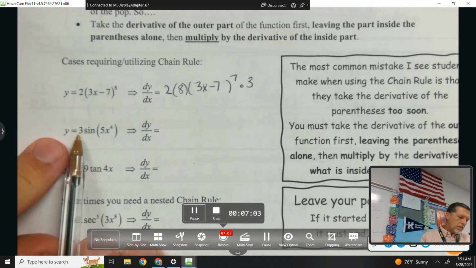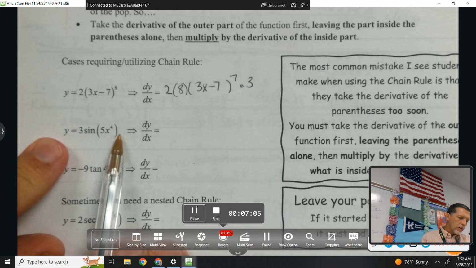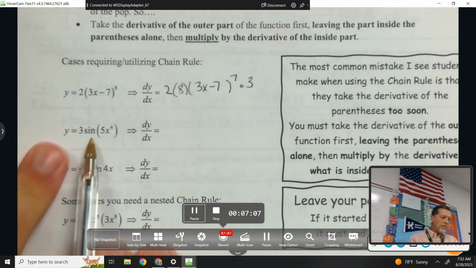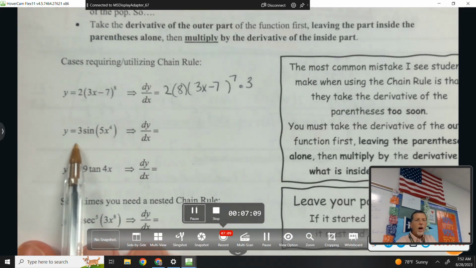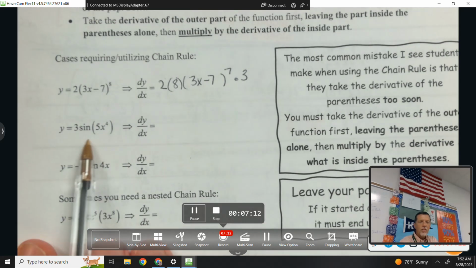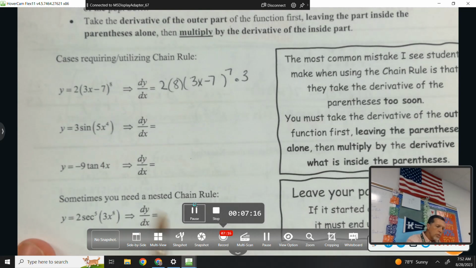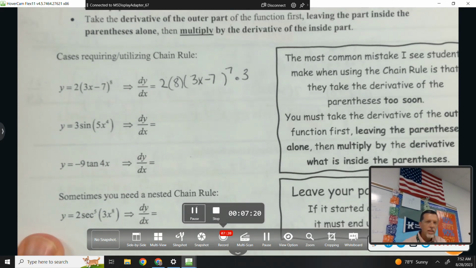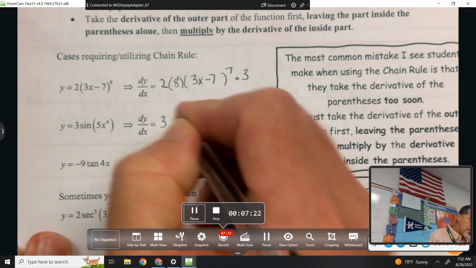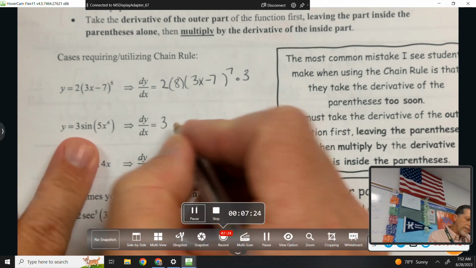Alright, 3 sine 5x to the 4th. So I've got sine of 5x to the 4th. I think there's two functions going on here. There's sine, and then there's 5x to the 4th. Which one is the outermost? What's the wrapper? The sine. And then what's the derivative of sine? Cosine. So the derivative of sine is cosine.